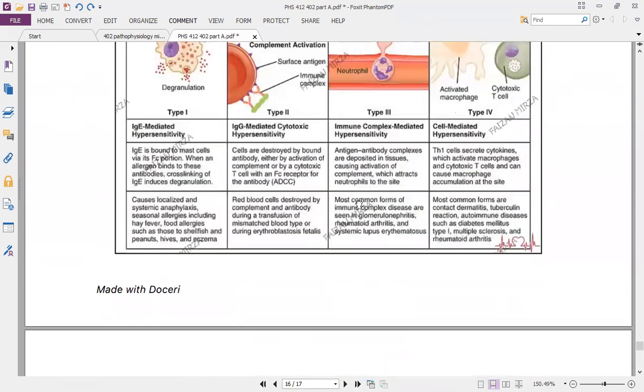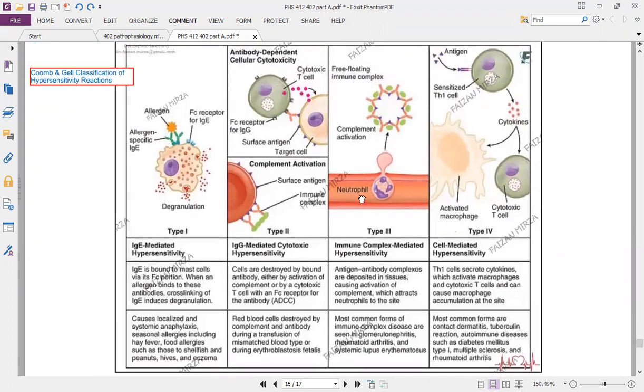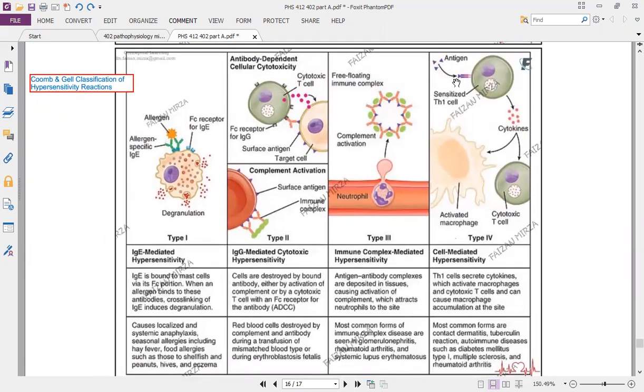Then we come to type 4 hypersensitivity reaction. What happens here? Antigen attaches to the receptor here. This cell is a T helper Th1 cell. This cell is called a sensitized cell. Why is it called a sensitized cell? Because this cell was already exposed to this antigen at one point in time, but it didn't react at that point, but it became sensitized.